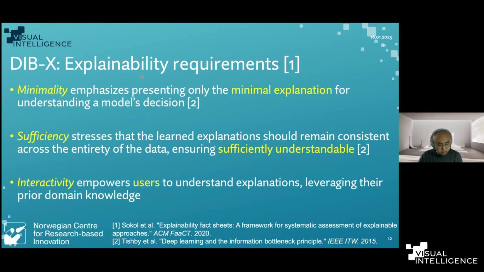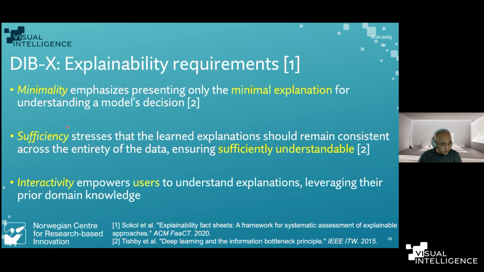With respect to the explainability requirements in our method DIB-X, we introduce 3 requirements: minimality, sufficiency, and interactivity. The minimality requirement emphasizes presenting only the minimal explanation for understanding a model's decision. It's very simple, because if an explanation is very complex and lengthy, then it might not be a good explanation. A good explanation should be very precise and very concrete.